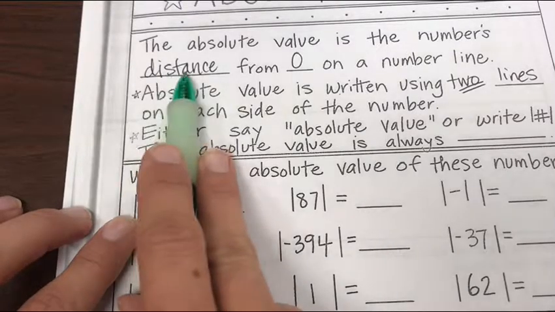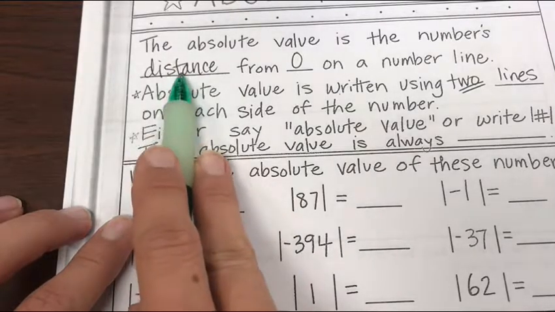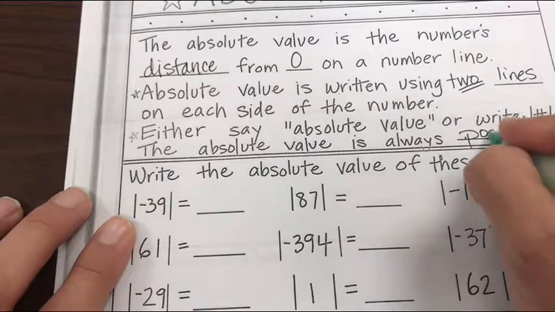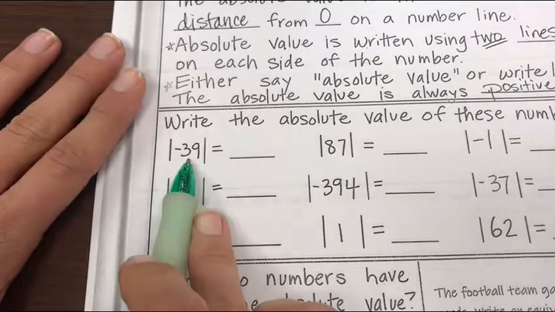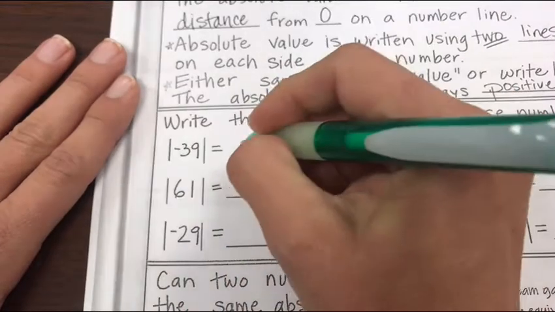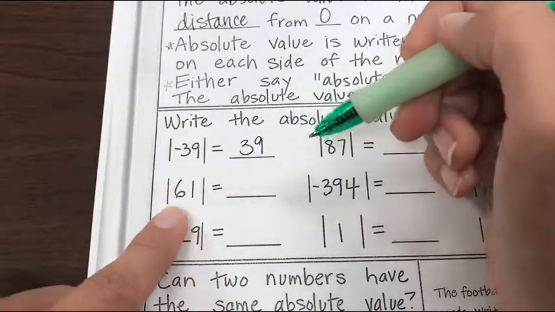So since it's a distance, it can't be negative. You can't go out and run negative 2 miles, or you can't take a ruler and measure negative 4 inches. It just doesn't work that way. Distance can't be negative. So the absolute value of a number is always positive. So the absolute value, how many jumps from 0 negative 39 is, is 39. So negative 39's absolute value is 39.